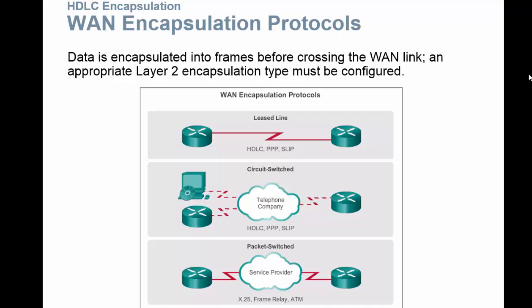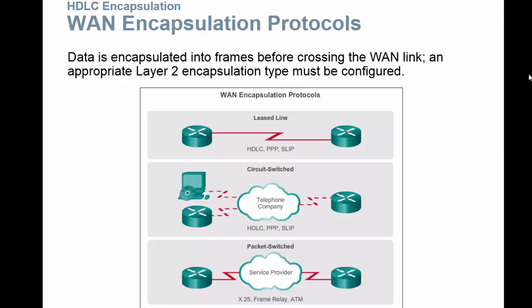And you'll see here we have leased lines going between the two routers. That's HDLC, PPP, and SLIP. We have circuit switched, and that's going through the telephone companies. And then we have packet switched, and that's going through your service provider. HDLC is the default encapsulation type on point-to-point connections, dedicated links, and circuit switch connections when the link uses two Cisco devices. That's important to keep in mind, Cisco devices.